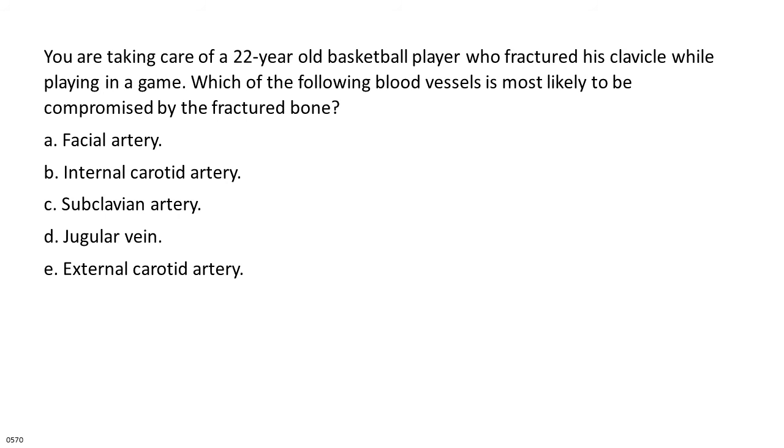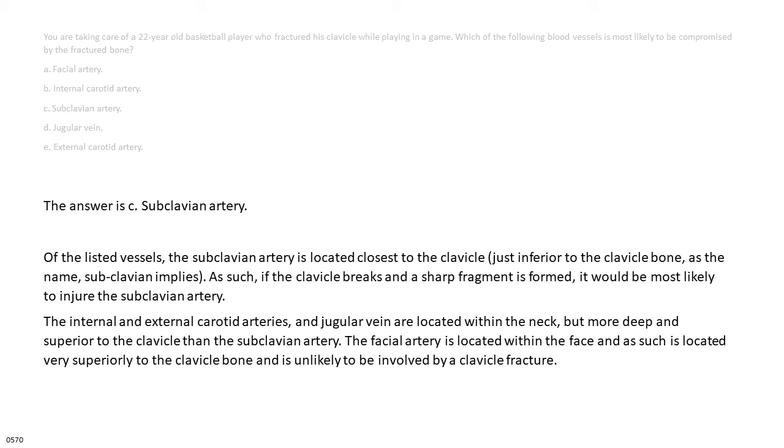You are taking care of a 22-year-old basketball player who fractured his clavicle while playing in a game. Which of the following blood vessels is most likely to be compromised by the fractured bone? A. Facial artery. B. Internal carotid artery. C. Subclavian artery. D. Jugular vein. E. External carotid artery. The answer is C. Subclavian artery.